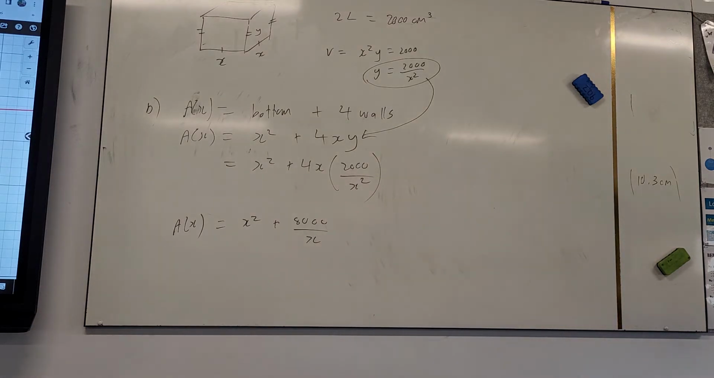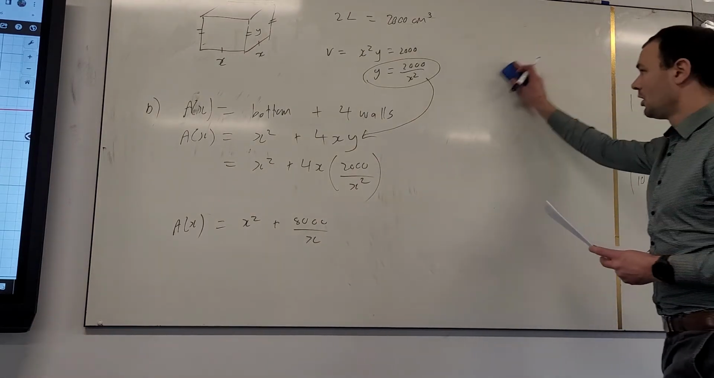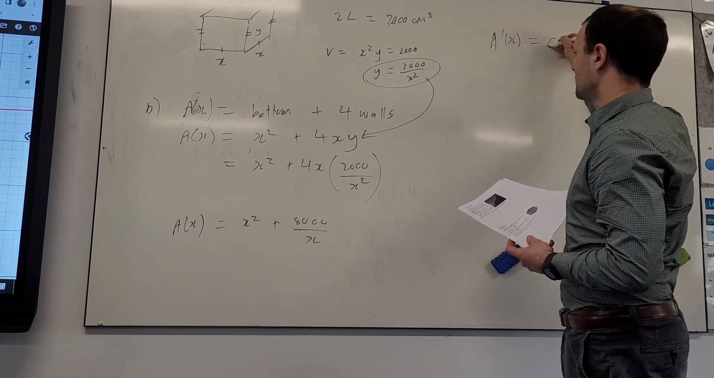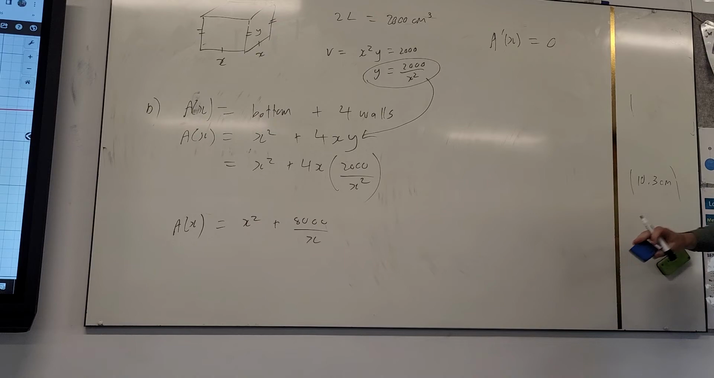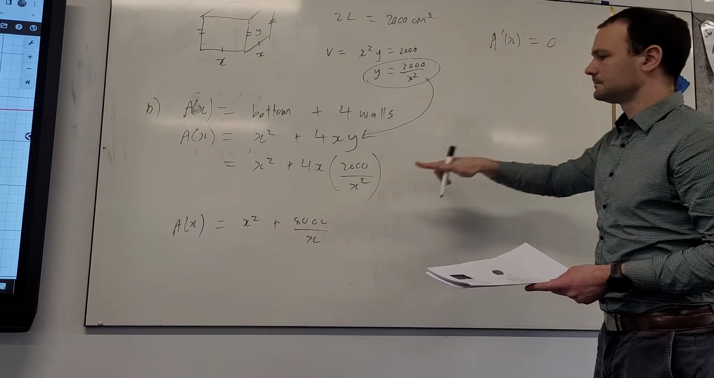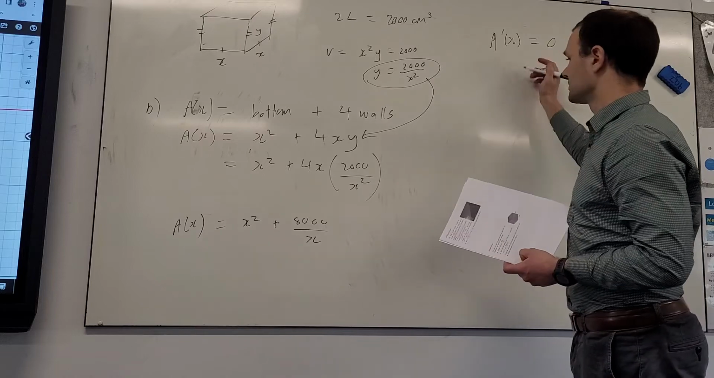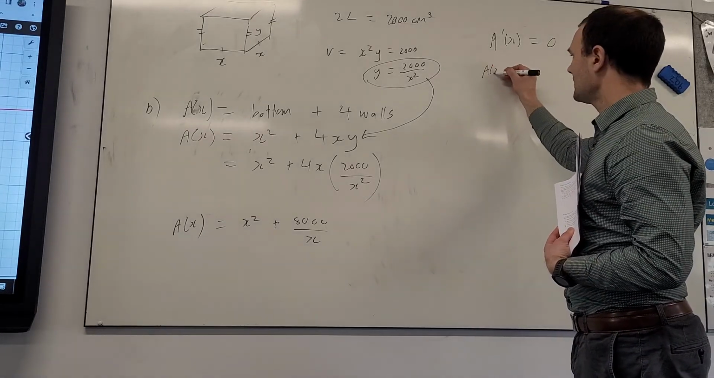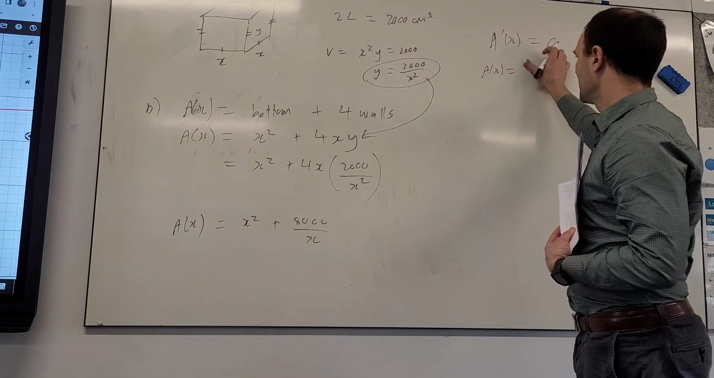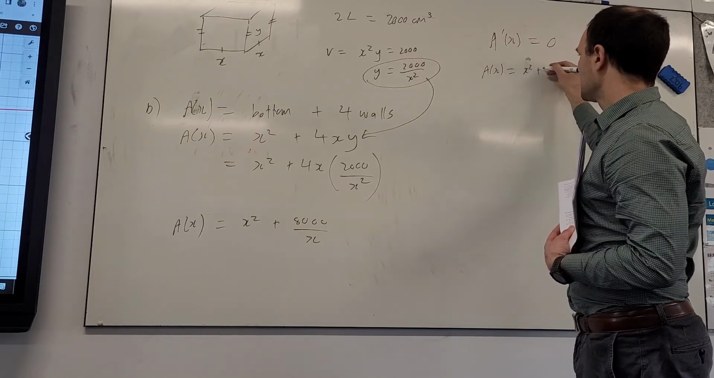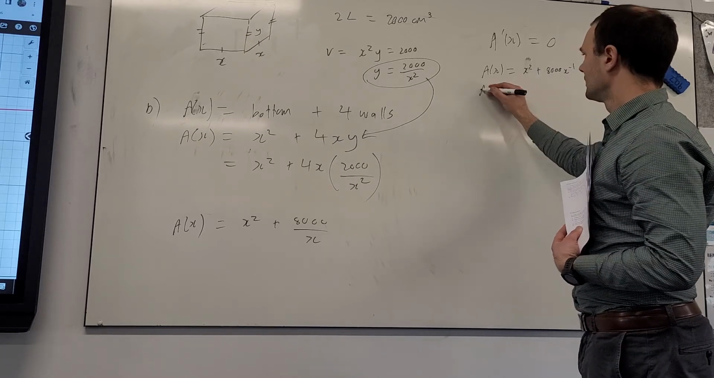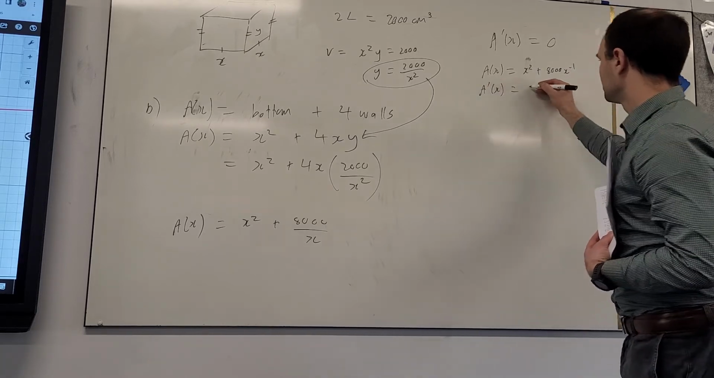Find the dimensions of the box which minimises the surface area. Optimal solutions occur when the first derivative equals 0. That's always the case. That's when we have a local max or a local min. So let's find our optimal solutions. Firstly, we need to differentiate A of x. So if A of x is x squared plus 8,000 x to the minus 1, now we're ready to differentiate it.